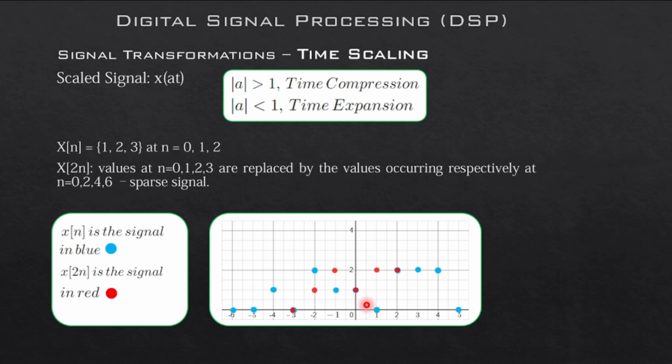Again, another example for n equal -1. For -1, you have x[-1], of course, it is 1. But what about x[2n]? For n equal -1, x[2n] is 2 times -1, which is x[-2]. So the red value here is that of the blue value at position -2, which is 2. So we place this value here at this position. I hope it became clearer at this point.